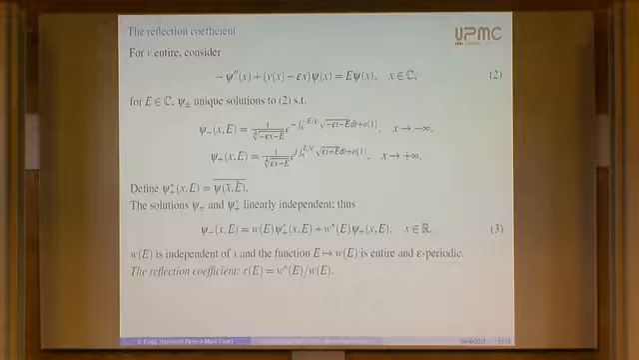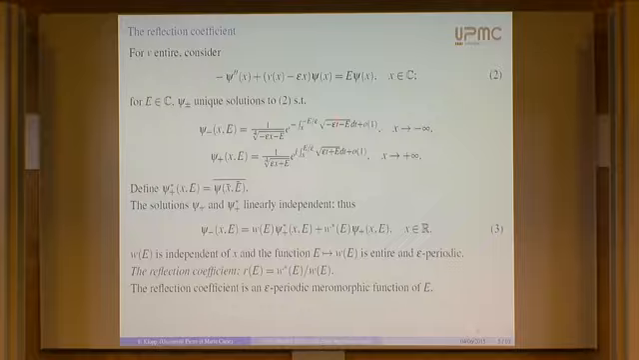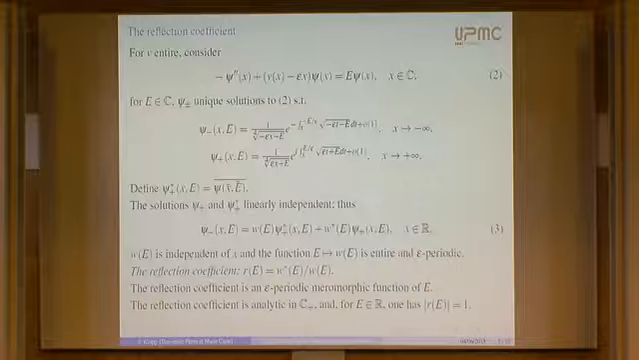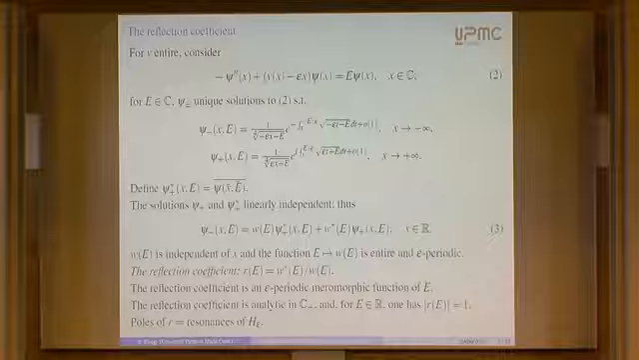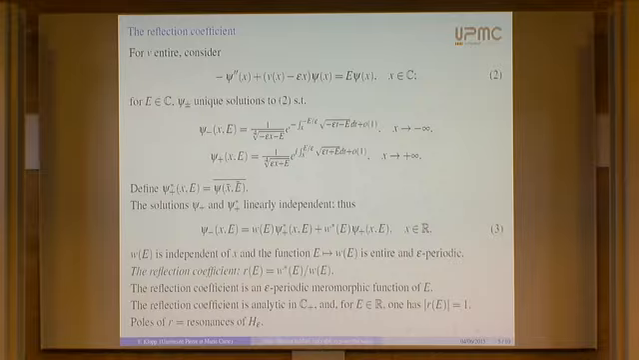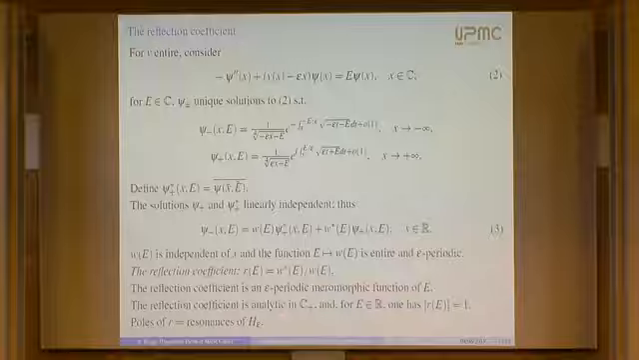This reflection coefficient is epsilon periodic and meromorphic over the whole complex plane, but in the upper half plane it is analytic, and on the real line it has modulus equal to 1. The poles of this function R, of the reflection coefficient, are the resonances of my operator. These are the things we want to study. So the important thing is that the reflection coefficient is epsilon periodic.